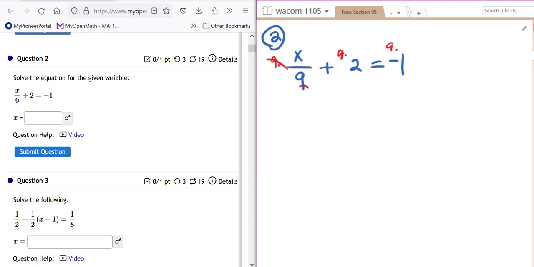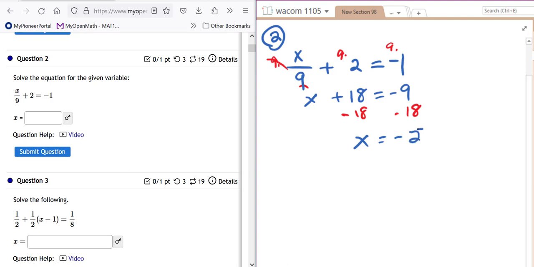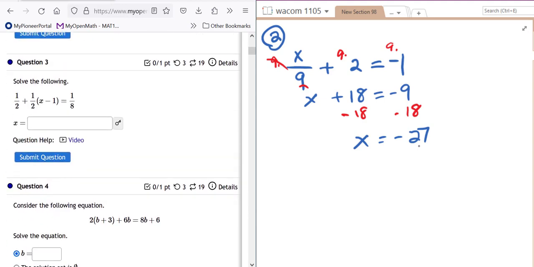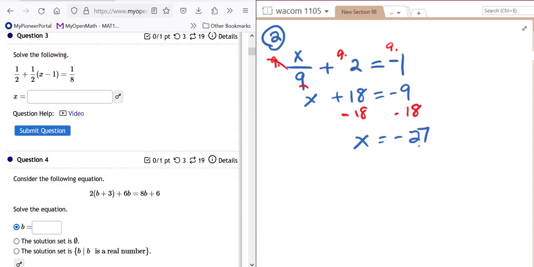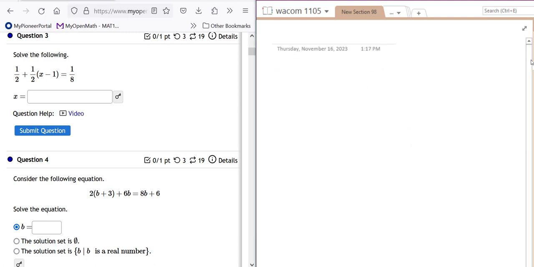This one will cancel. So you have x plus 18 equals negative 9. And now it's just a linear equation. Nice one. Subtract your 18 from both sides. So we're going to get x equals negative 27. All right, our next one just has more fractions, and we can do that too, just to get a little extra practice of clearing the fraction.